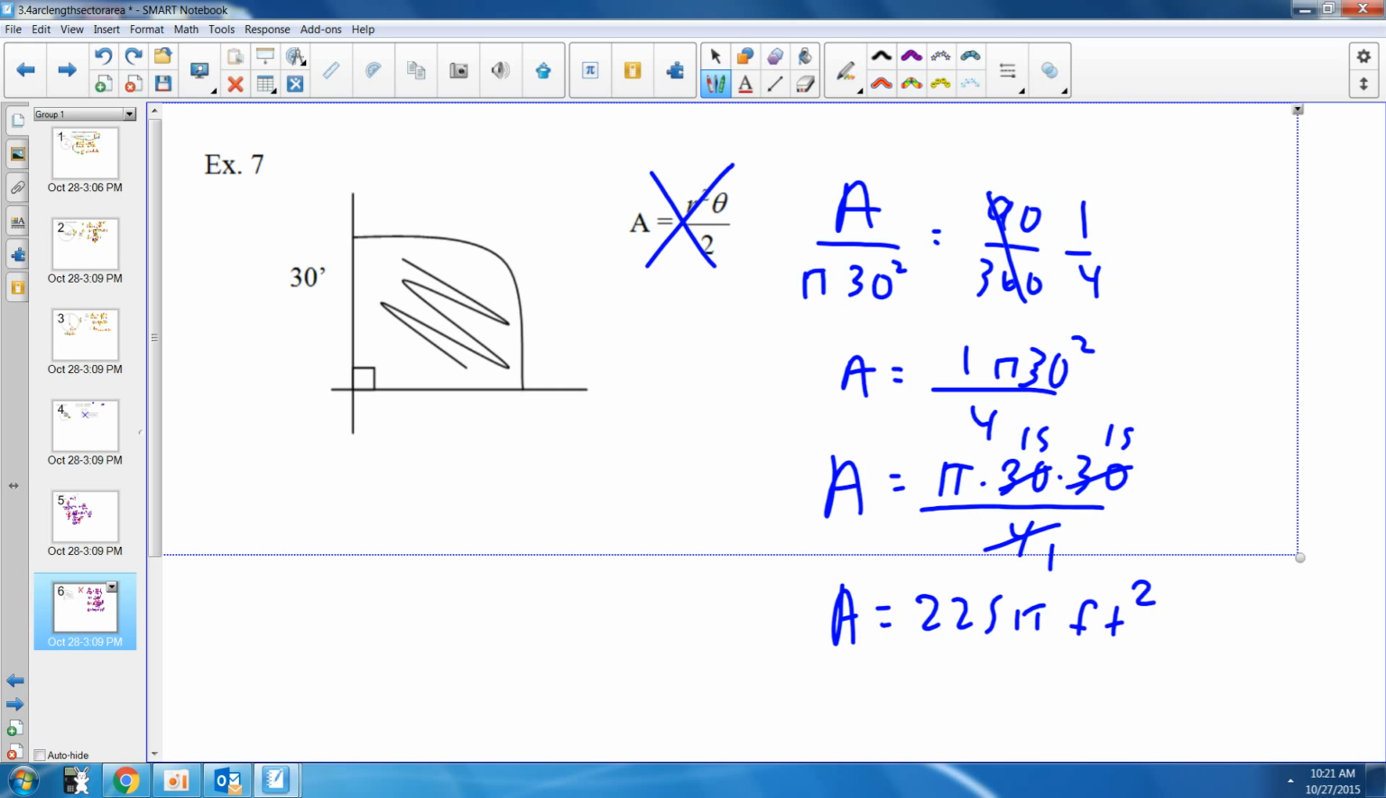Keep in mind, the book does it one way. I think it's easier to set up all the problems the same way and be consistent with it. And then you don't have to worry about whether you're dealing with degrees or radians. Just make sure they're going to the same unit. And that concludes chapter 3. We're going to have the test coming up here next week.